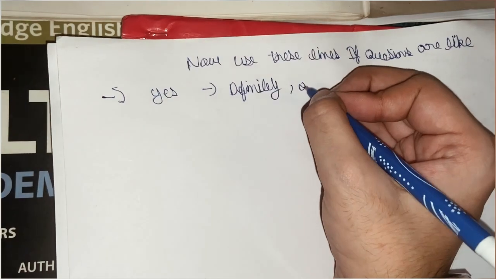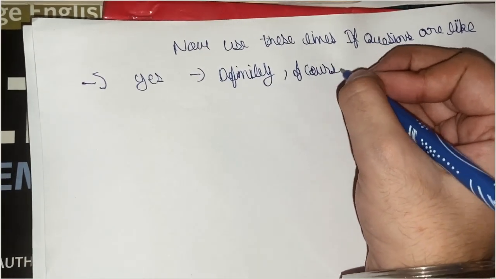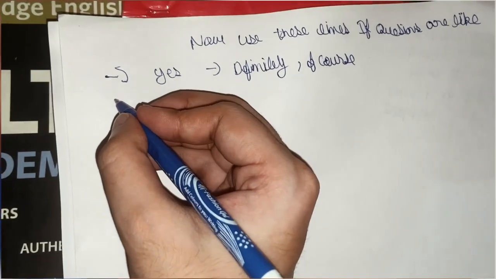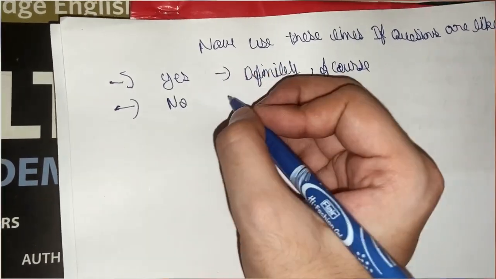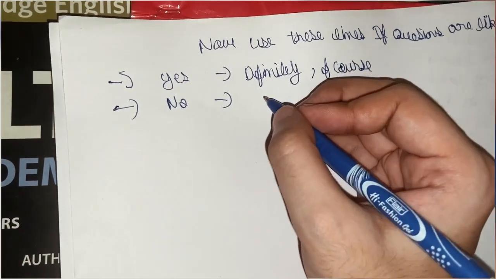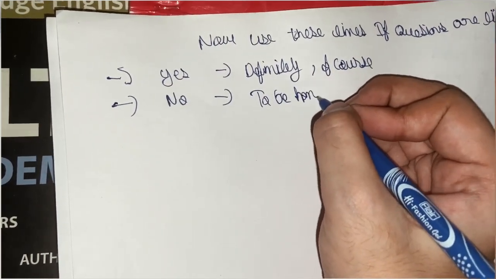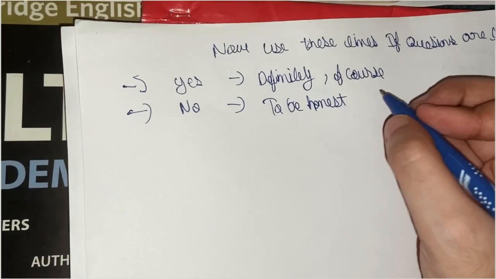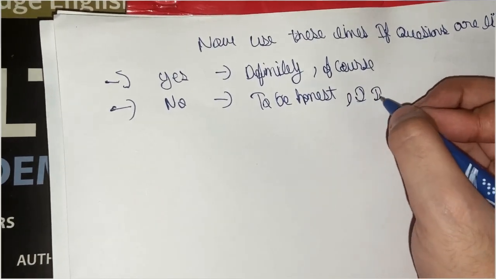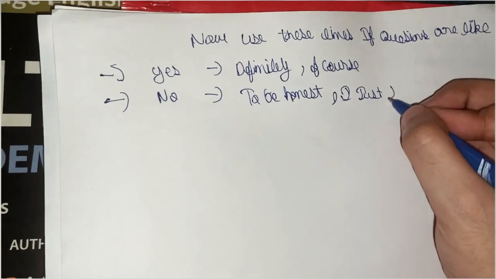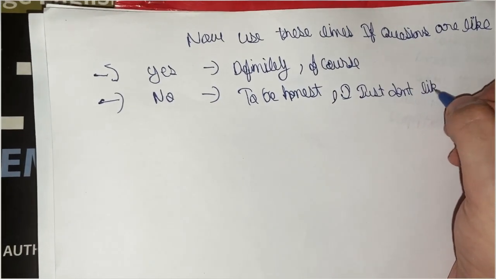Yes, definitely, and of course. If you want to say yes, then say definitely or of course. And if you want to say no, if there is a question like that, then say to be honest, or you can say no, to be honest, I just don't like it. That's it.